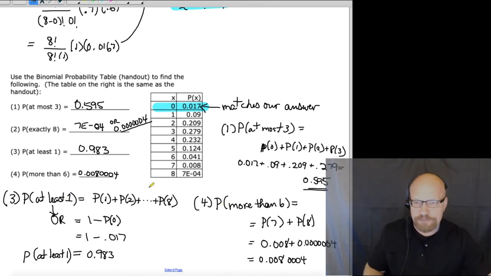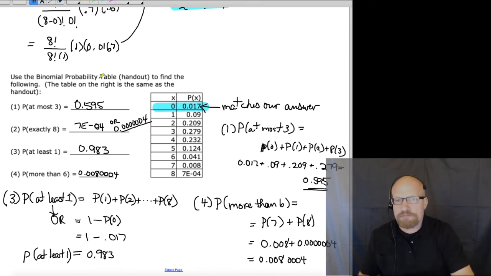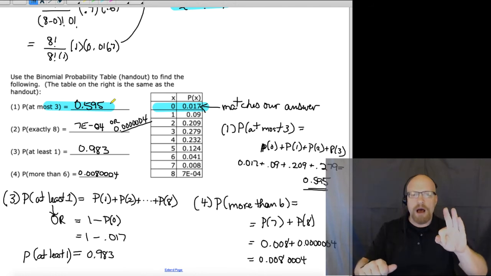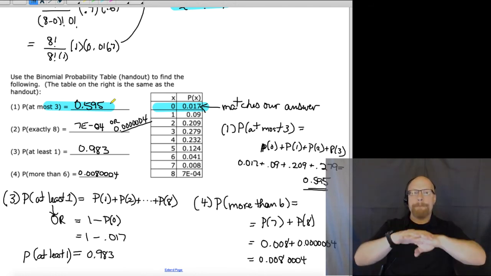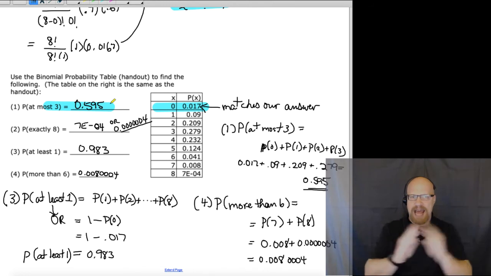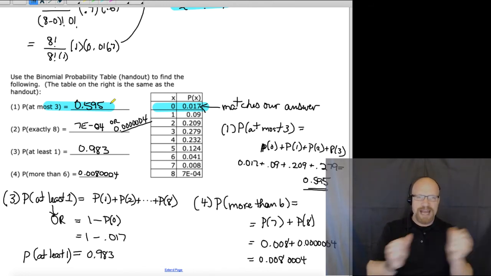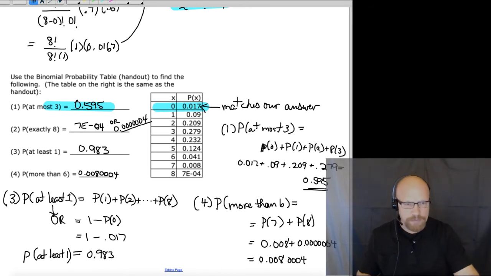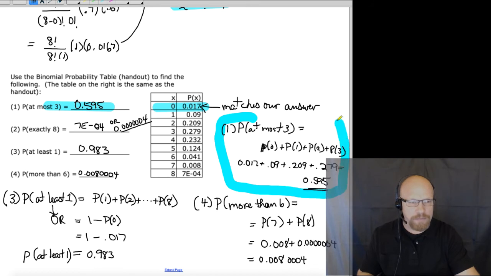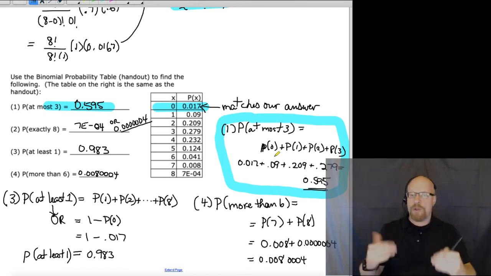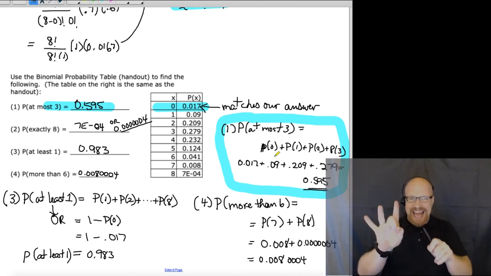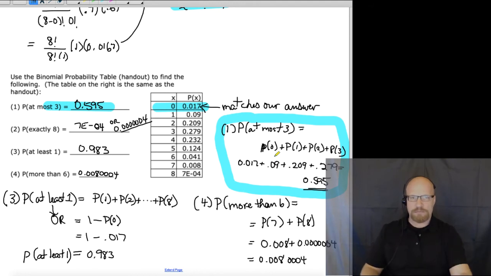So here, probability of at most 3. That means add the probability of 0, 1, 2, and 3 together. That's here. Now, below, we have exactly 8, which is easy, the bottom one.